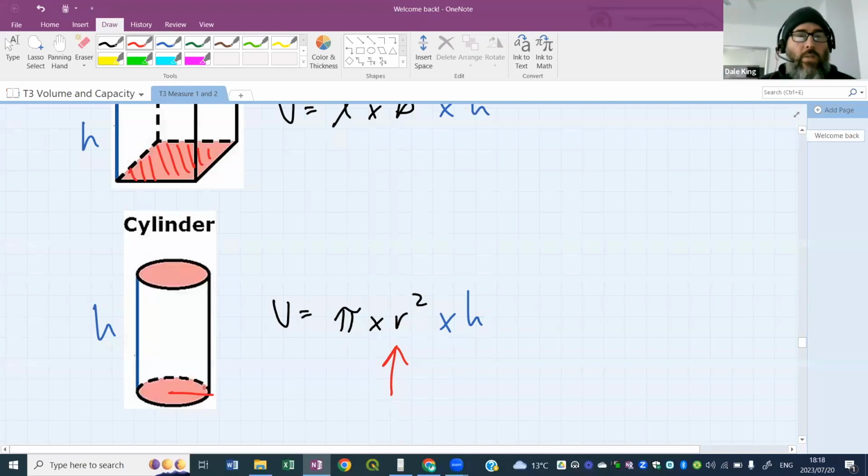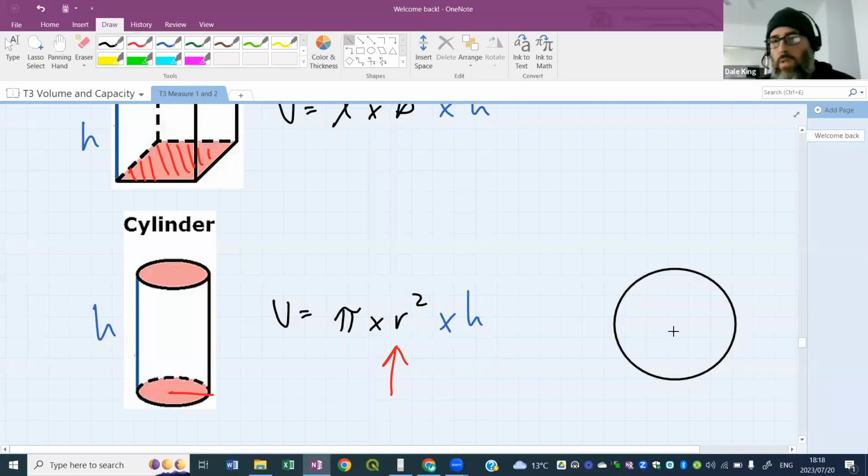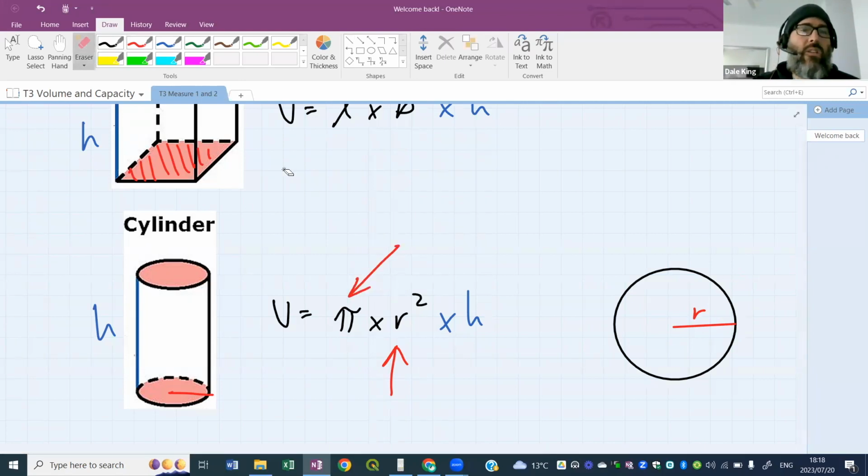All right. So the radius, let's draw a little circle here on the side. The base of this shape here is a circle and it has a radius from the center to the edge of the circle, which we call R. Well done, Kagiso. Very good. Now, ladies and gentlemen, who can tell me what this funny symbol is that I wrote down here? What is this thing?